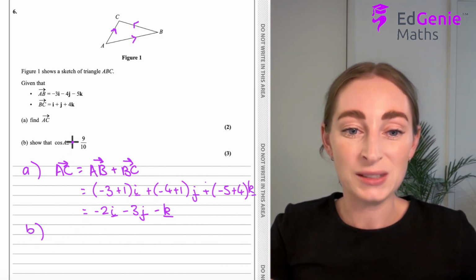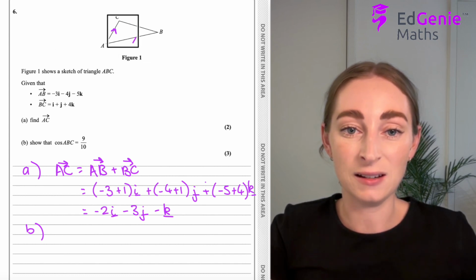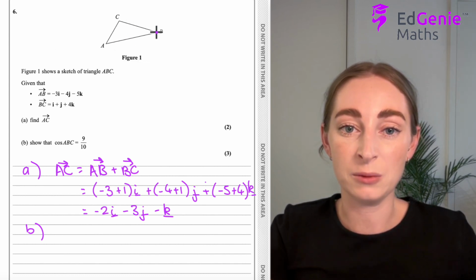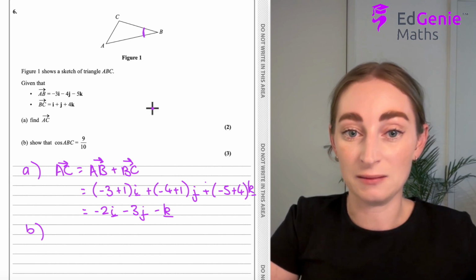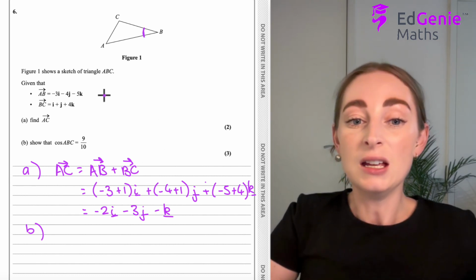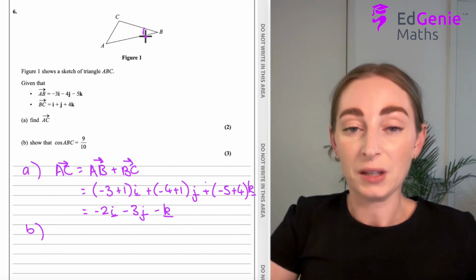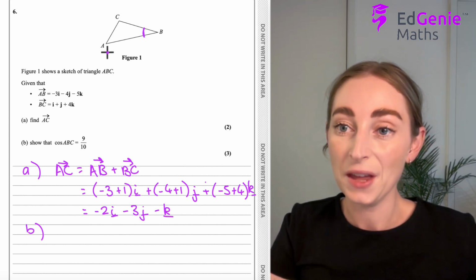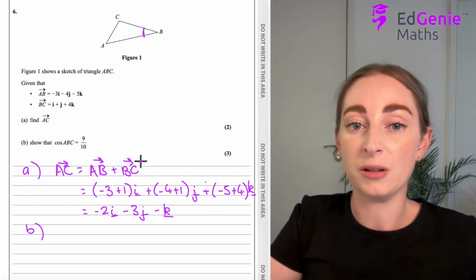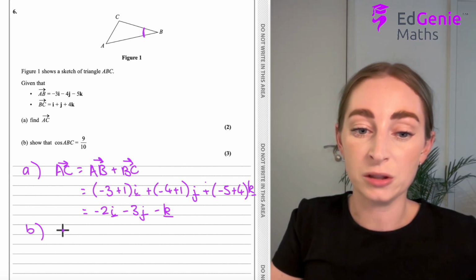Show that cos ABC is 9/10. So we want ABC. This angle here is what we're trying to find. To do that, we need to use the cosine rule, but we also need to know our different lengths. So let me remind you of the cosine rule.